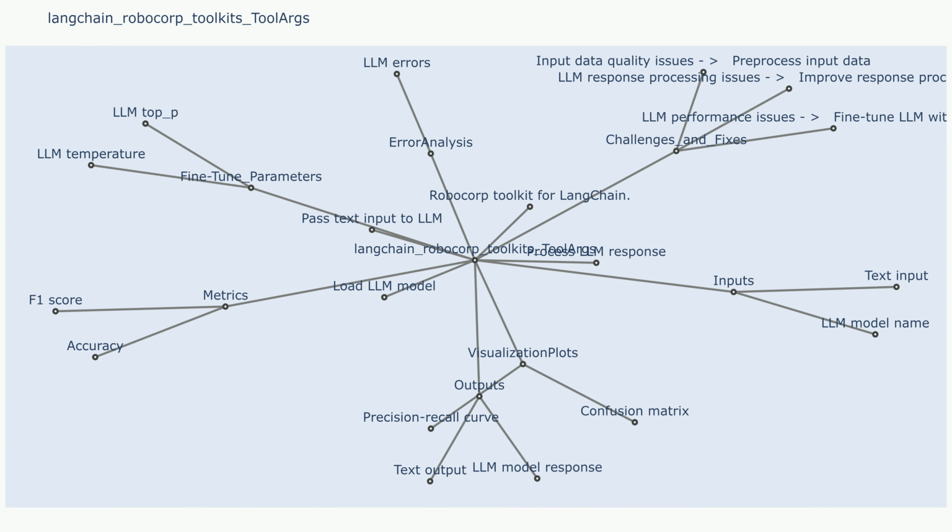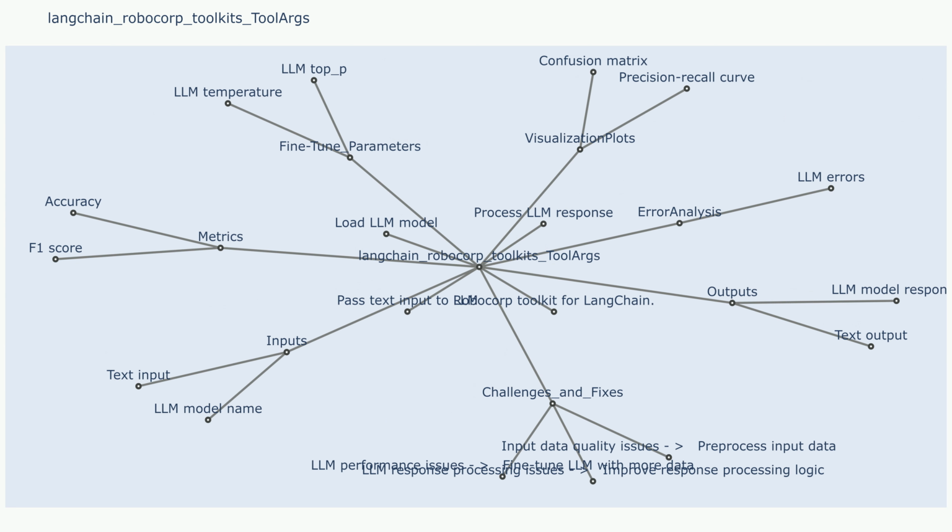Challenges and fixes: challenge 1: incorrect or missing tool parameters. Sample use case that resulted in challenge 1: attempting to execute a tool without providing all the required parameters or with incorrect parameter values. Fixes to challenge 1: ensure that all the necessary parameters are defined and provided with correct values in the tool args instance.